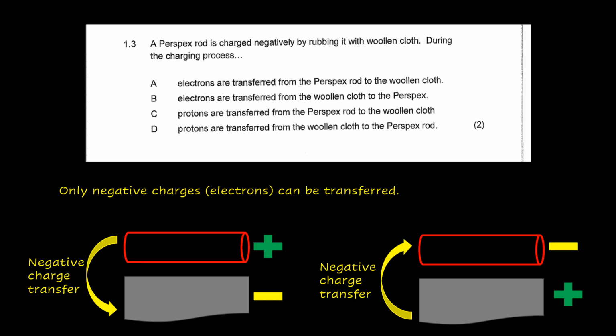or it gained negative charge. This means that electrons were transferred from the woolen cloth to the perspex rod. So B is the correct answer. Negative charges or electrons are transferred from the woolen cloth to the perspex. So you will get your 2 marks.